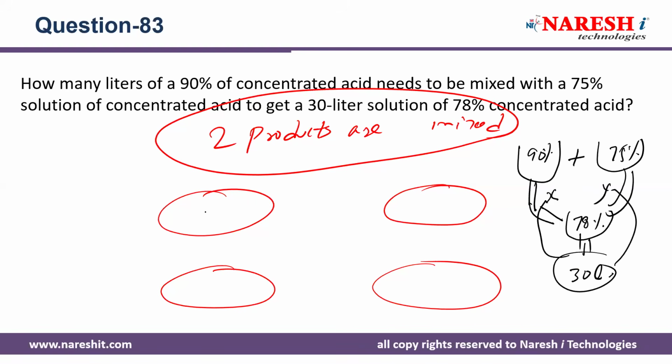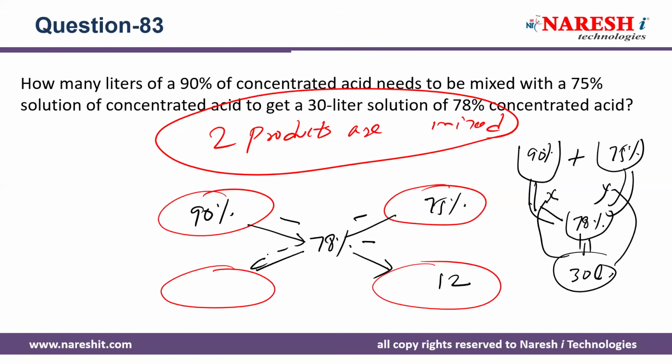So how to find it? In the first box, the first acid is 90 percentage, the second acid is 75 percentage. 78% will come in the middle. This box will be the difference between these two values, 12. This box will be the difference between 78 and 75, 3. The ratio of 3 and 12 is 1 is to 4.